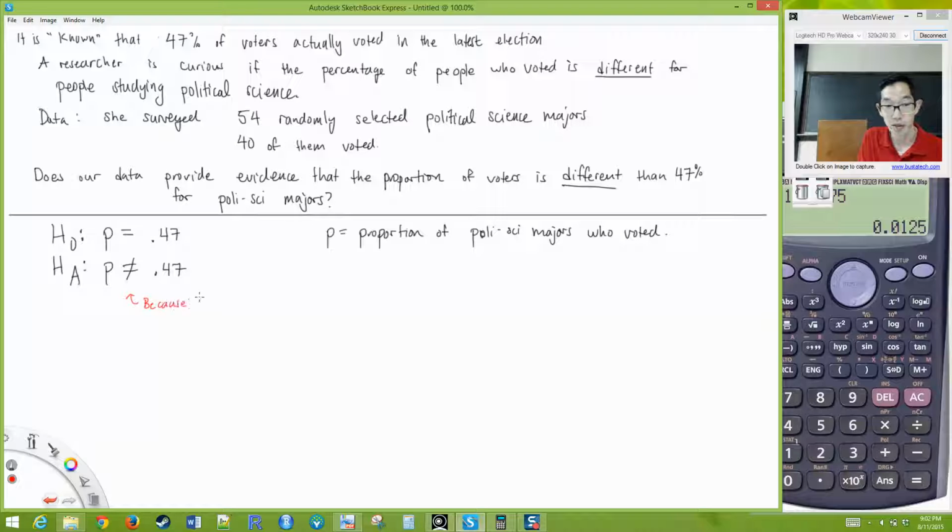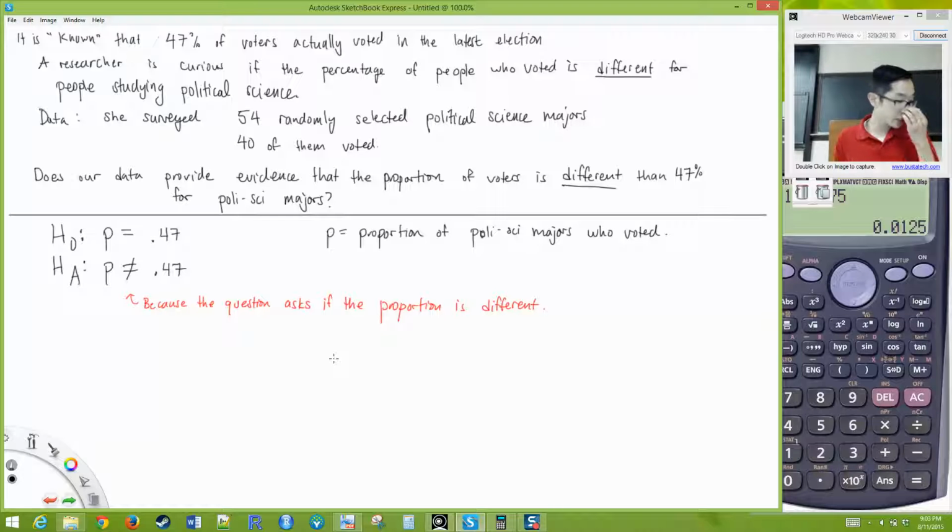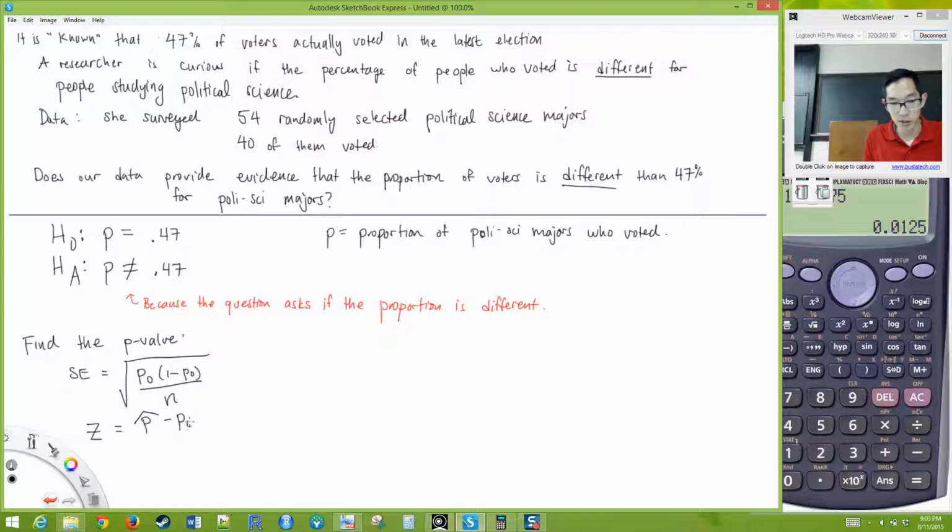So because the question asks if the proportion is different, I don't need to put it in quotes. Okay, and so now we look at our data and we're going to calculate our p-value. Okay, so let's find the p-value. Finding the p-value involves the standard error, which is the square root of p0 times 1 minus p0 over n. And then getting our z-score, which is p hat minus p0 divided by the standard error. And then getting our p-value, which comes from the table.